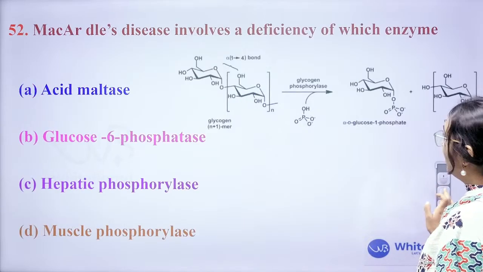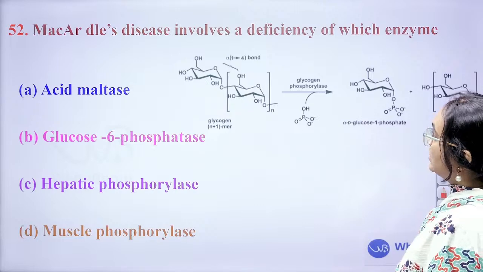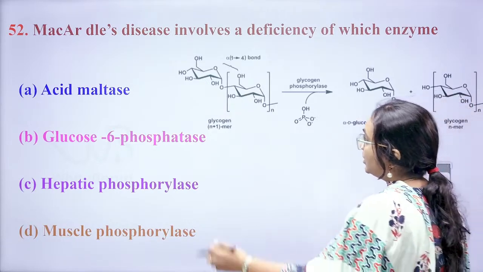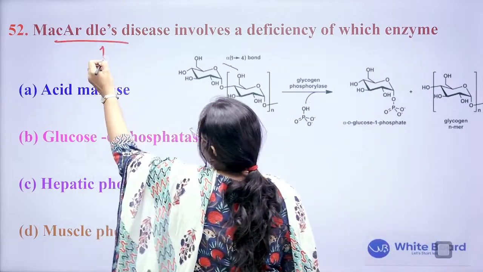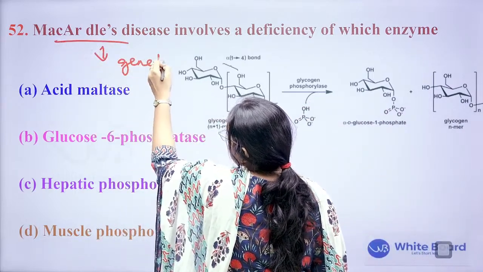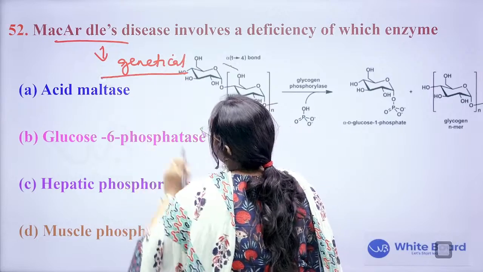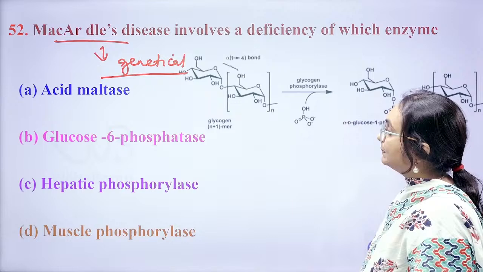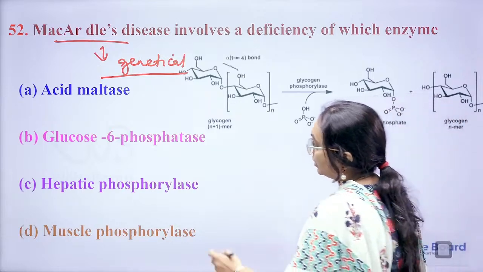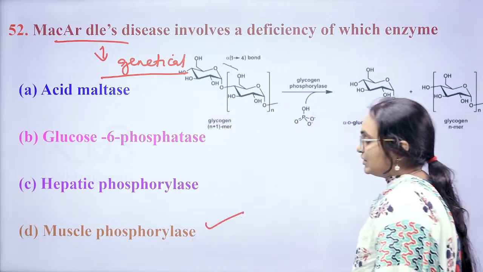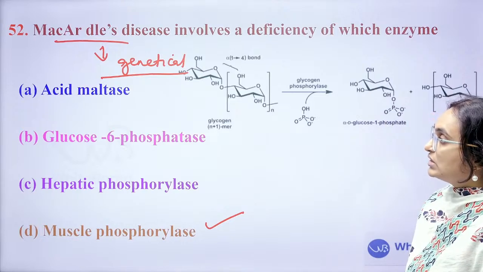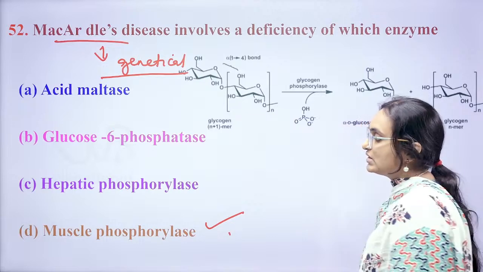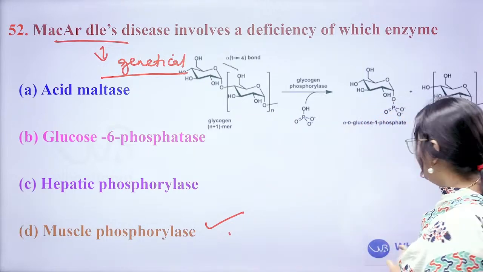Next question, McArdle's disease involves a deficiency of which enzyme? McArdle's disease is a genetic disease. It is due to the lack of muscle phosphorylase enzyme. It is a genetic disease which is due to the lack of this muscle phosphorylase enzyme. Option is D.